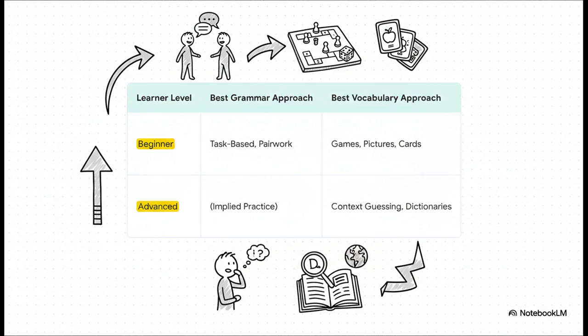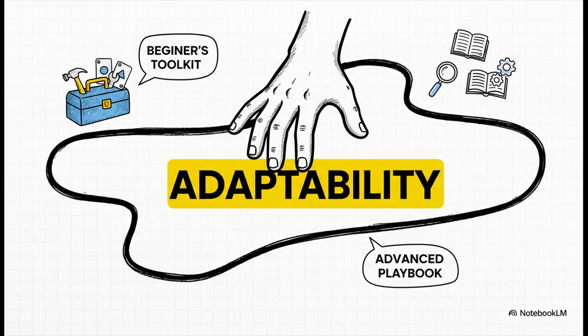You're not taught grammar in a lesson anymore. You absorb it through reading and listening. You don't memorize lists, you learn how to guess from context. You see that progression? It's all about moving from being guided by the hand to learning how to walk on your own. And that brings us to the big reveal, the teacher's secret. There is no single, one-size-fits-all best method for learning a language. It just doesn't exist. The real secret is adaptability. It's about knowing which tool to pull out of the toolkit for the right person at the right stage of their journey.